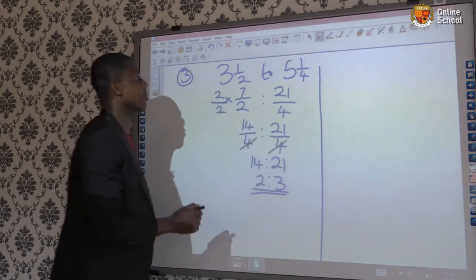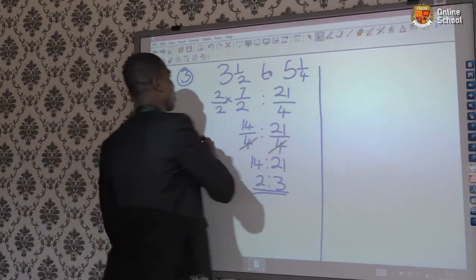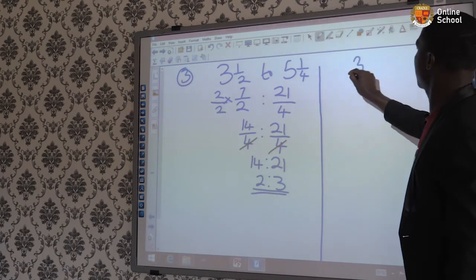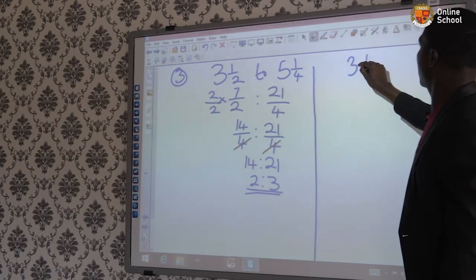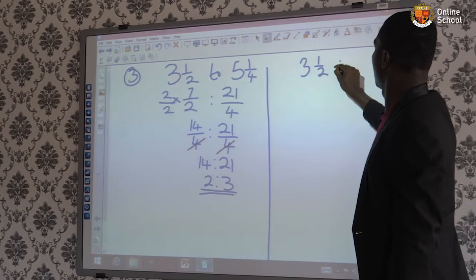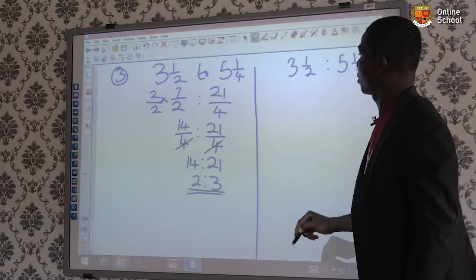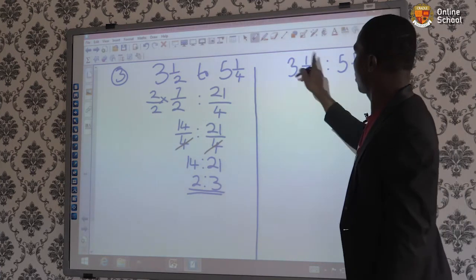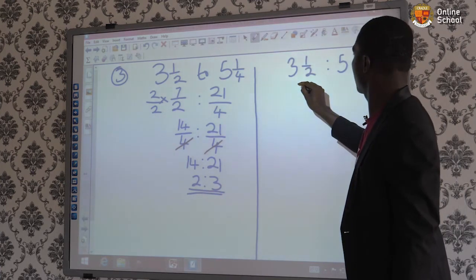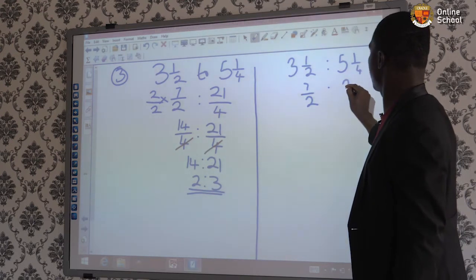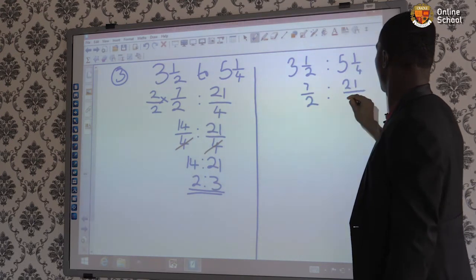because I know in questions you are bound to see ratios, okay? Let's start from this point. Okay, let's take it. 3.5 ratio 5.25. Okay. Converting, we have 7 over 2 ratio 21 over 4.